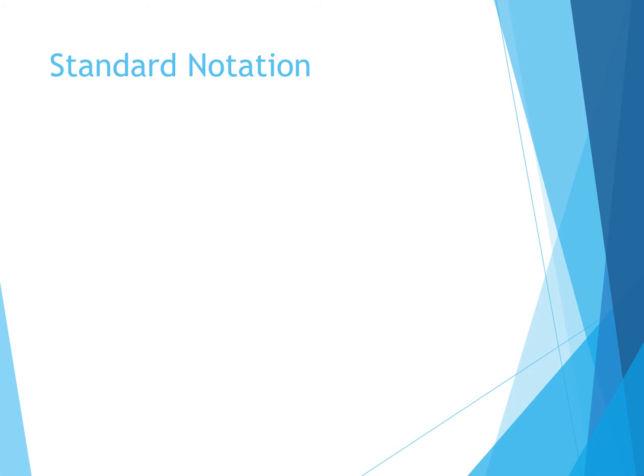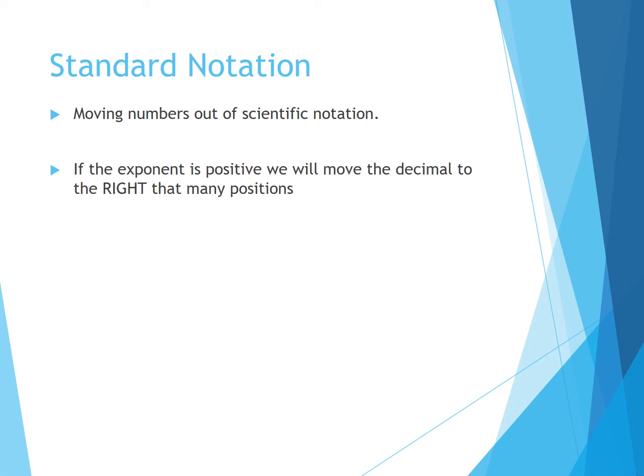All right, so let's go the opposite way. Let's move it into standard notation, so our normal numbers. So it's moving numbers out of scientific notation. If the exponent is positive, you'll move the decimal to the right. Okay, so positive to the right.